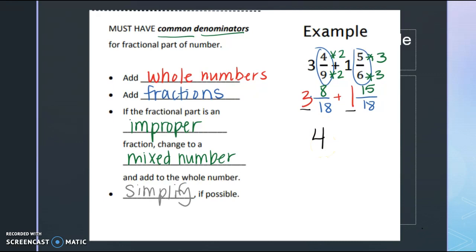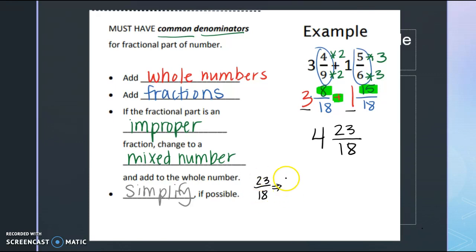Now we're going to look at our fractions. It says to add the fraction part. So I'm going to look at my 8 plus 15. And when I add 8 and 15, we get 23 over 18, because remember, our denominator stays the same. So now this is going to be the step that goes back to here. If the fraction part is improper, change it to a mixed number and add to the whole number. So I'm going to look at 23 over 18 and change that into a mixed number first.